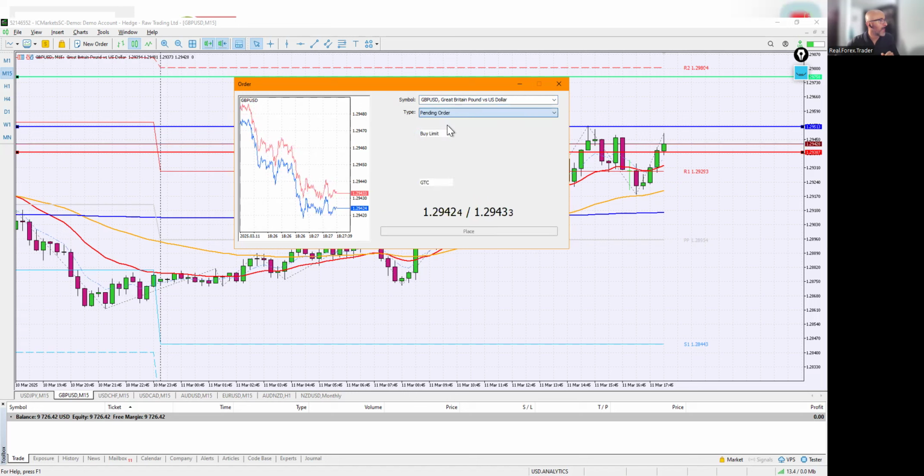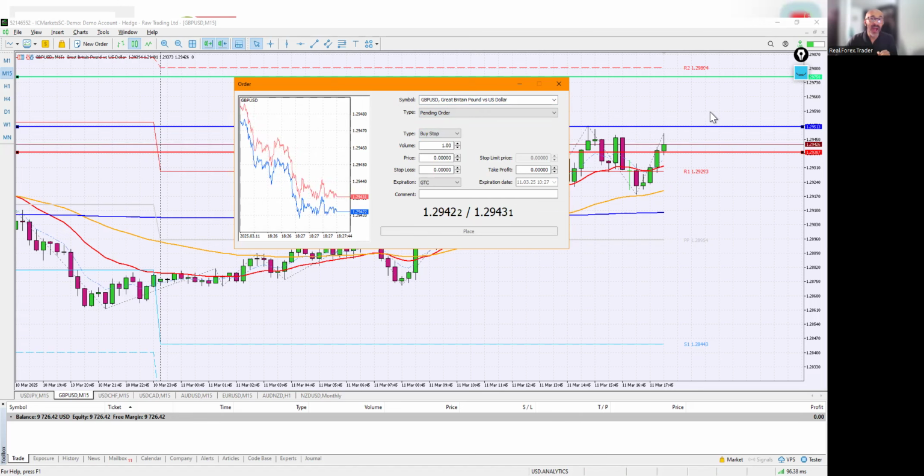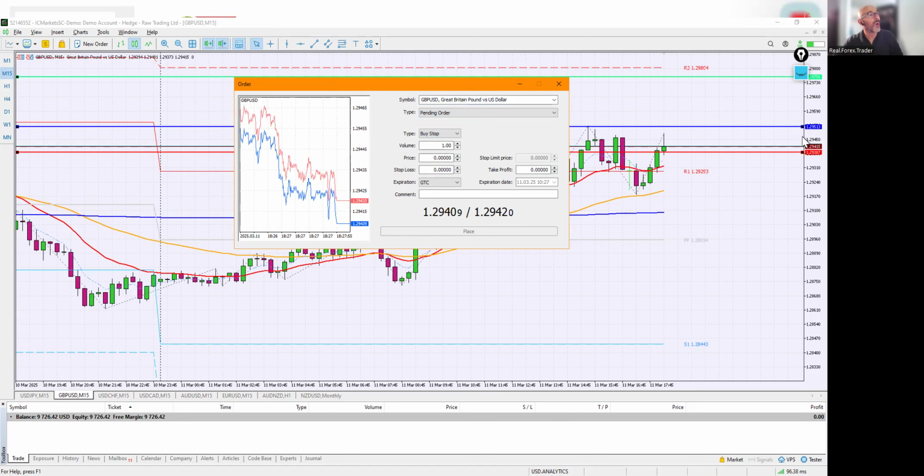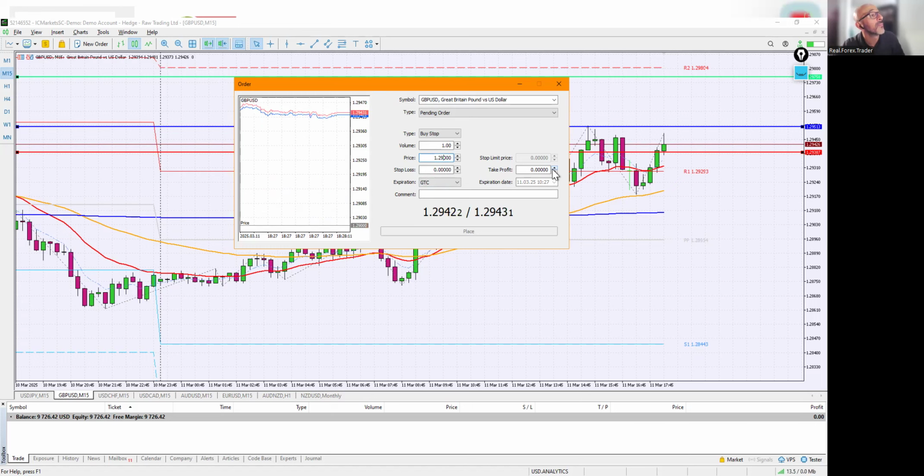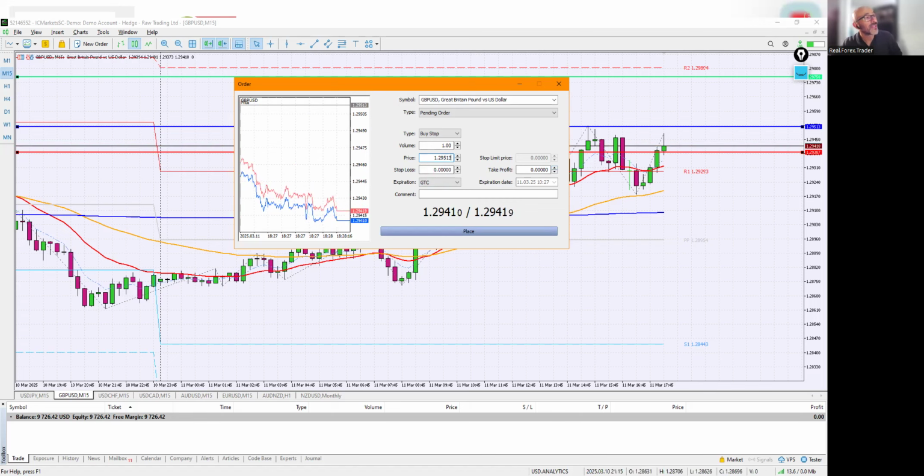Always in this type of analysis, we go through pending order and hit on buy stop. Buy stop is when you buy above the current price, okay? So if the price now is 1.29342, you are buying at 1.29346, so upper, right, all the time. So I am aiming to buy at 1.29513. So I place it in here. My entry price is 1.29513.